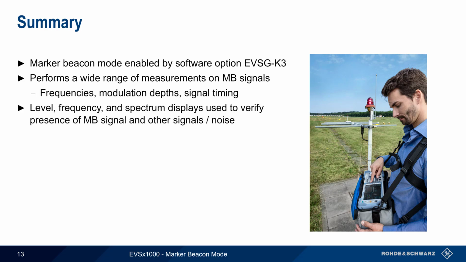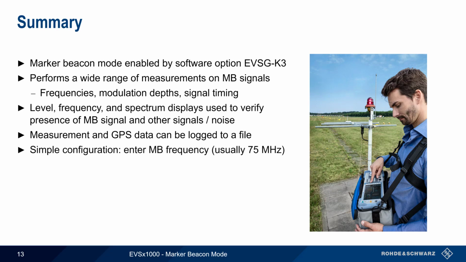Additional displays of the received signal level and frequency, as well as a spectrum view, can be used to verify the presence of the marker beacon signal and/or the presence of other signals or noise. All measurement data can be logged together with GPS time and position information. And finally, configuration of marker beacon analysis is very easy. Simply enter the marker frequency.